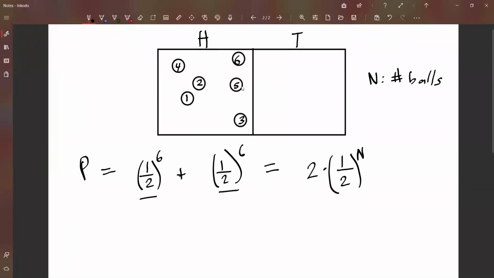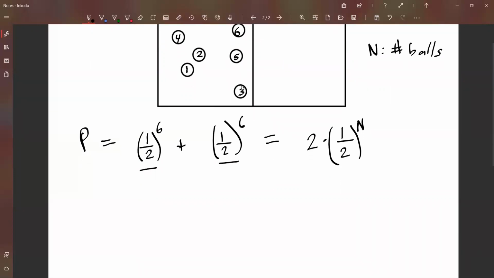Here's what they told us: of those 10,000 times that you checked on the configuration and took a snapshot, 80 of those times, all of the balls were in one container. And from that information, we're supposed to figure out how many balls there are. That is part A of the problem.